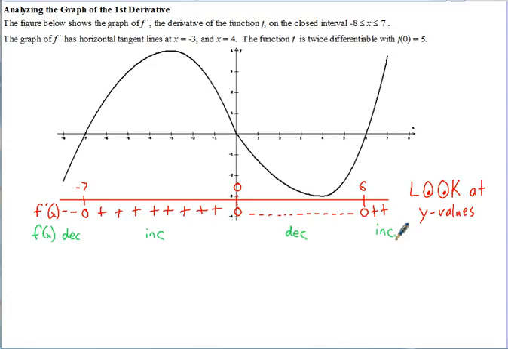Now we can look at our critical numbers and see if they're actually relative minimums or relative maximums. At -7, the first derivative changes from negative to positive, so that's a relative minimum. It goes from decreasing to increasing. At 0, the first derivative changes from positive to negative, so that's a relative maximum. And at 6, the first derivative changes again from negative to positive, so that's another relative minimum. So for part A, the relative minimums have x values of -7 and 6.